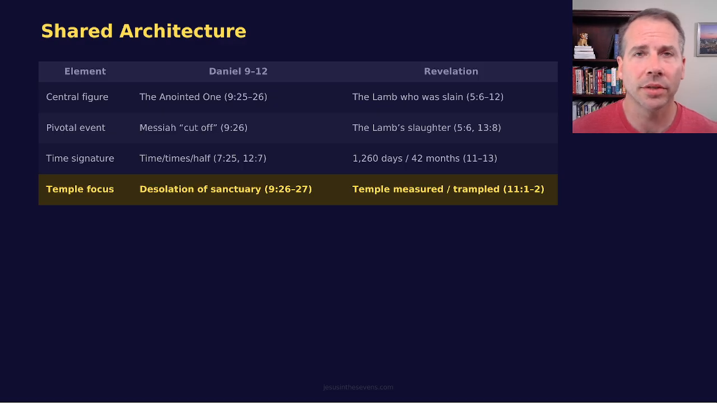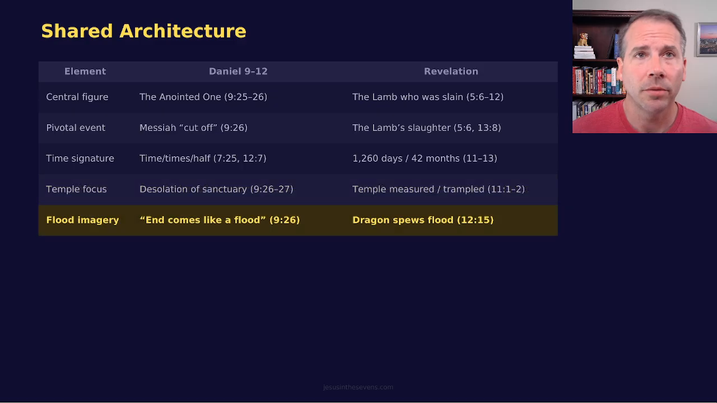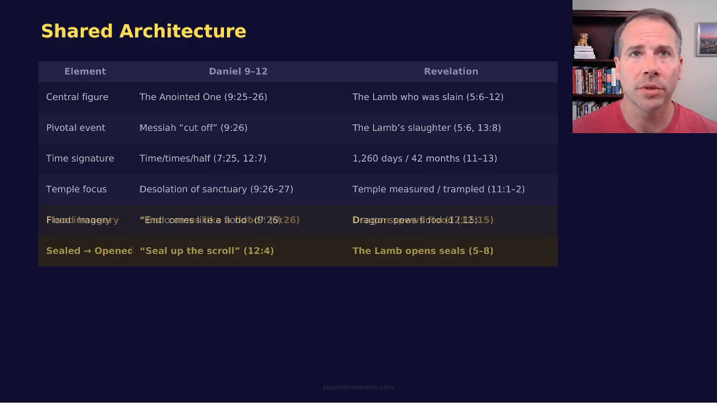Temple focus, so there's a desolation of the sanctuary, the destruction of Jerusalem. We're going to see similar things in Revelation that are being displayed in vision form as well. Flood imagery, so Daniel said the end will come like a flood. We had the date that links to Noah's flood, the 1335 number. In Revelation, we literally see a dragon spewing a flood, and it is to overtake the woman and her children. So we'll get into all of that in chapter 12, but definitely a lot of similar imagery that is shared between the two books.